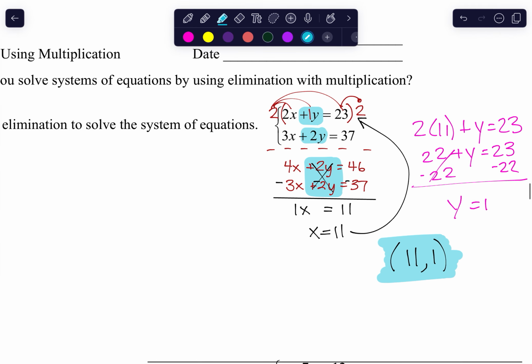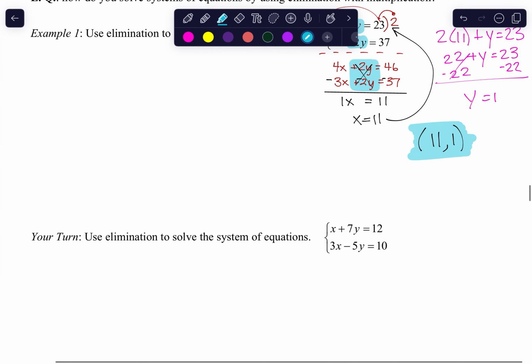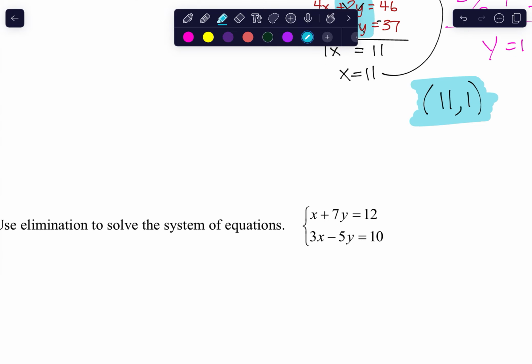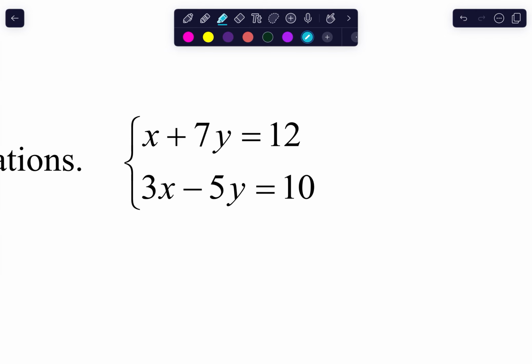Okay, so after this first step of multiplying, the problem is just like what we did yesterday. So pause the video now, try to do this your turn on your own, and then once you either get finished or you get stuck, come back and see what I'm doing here.